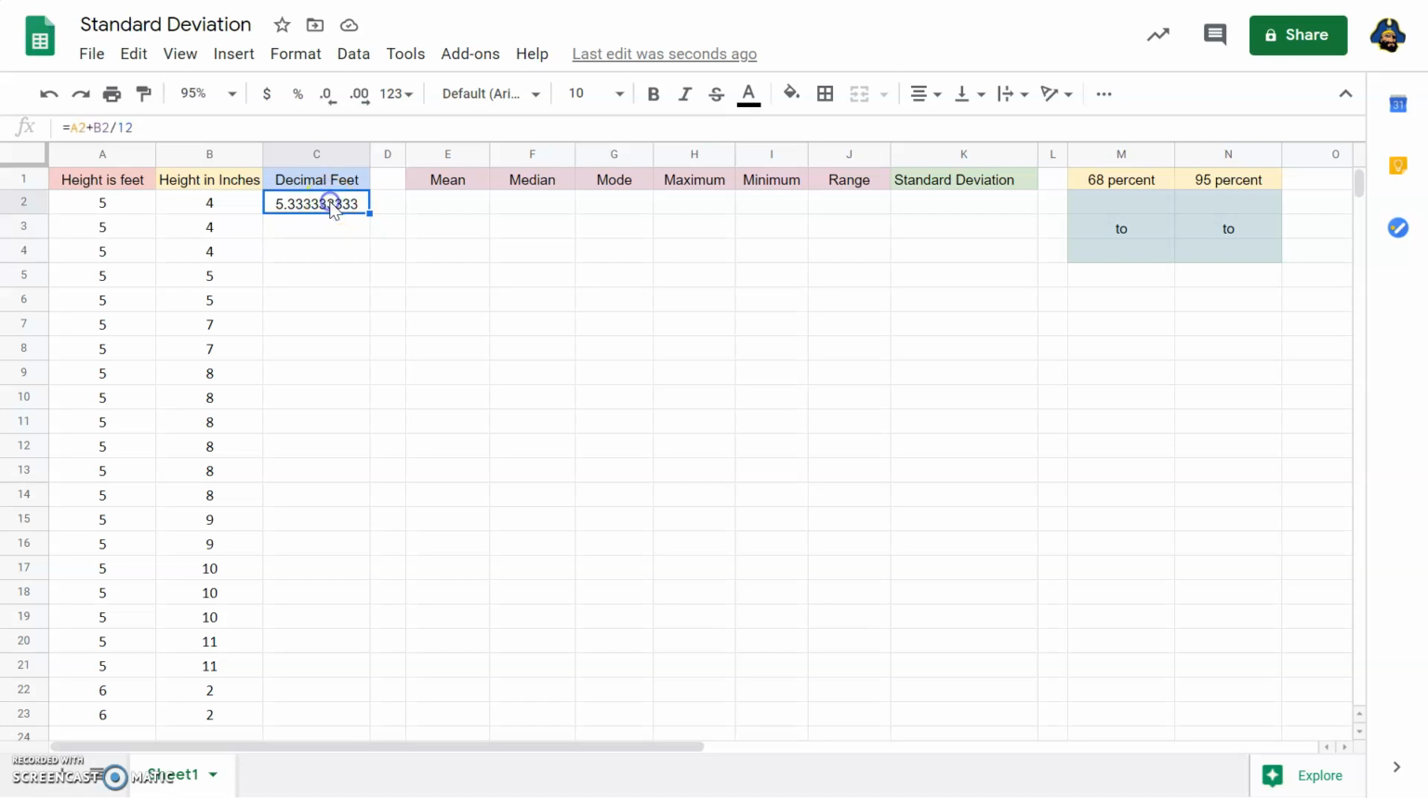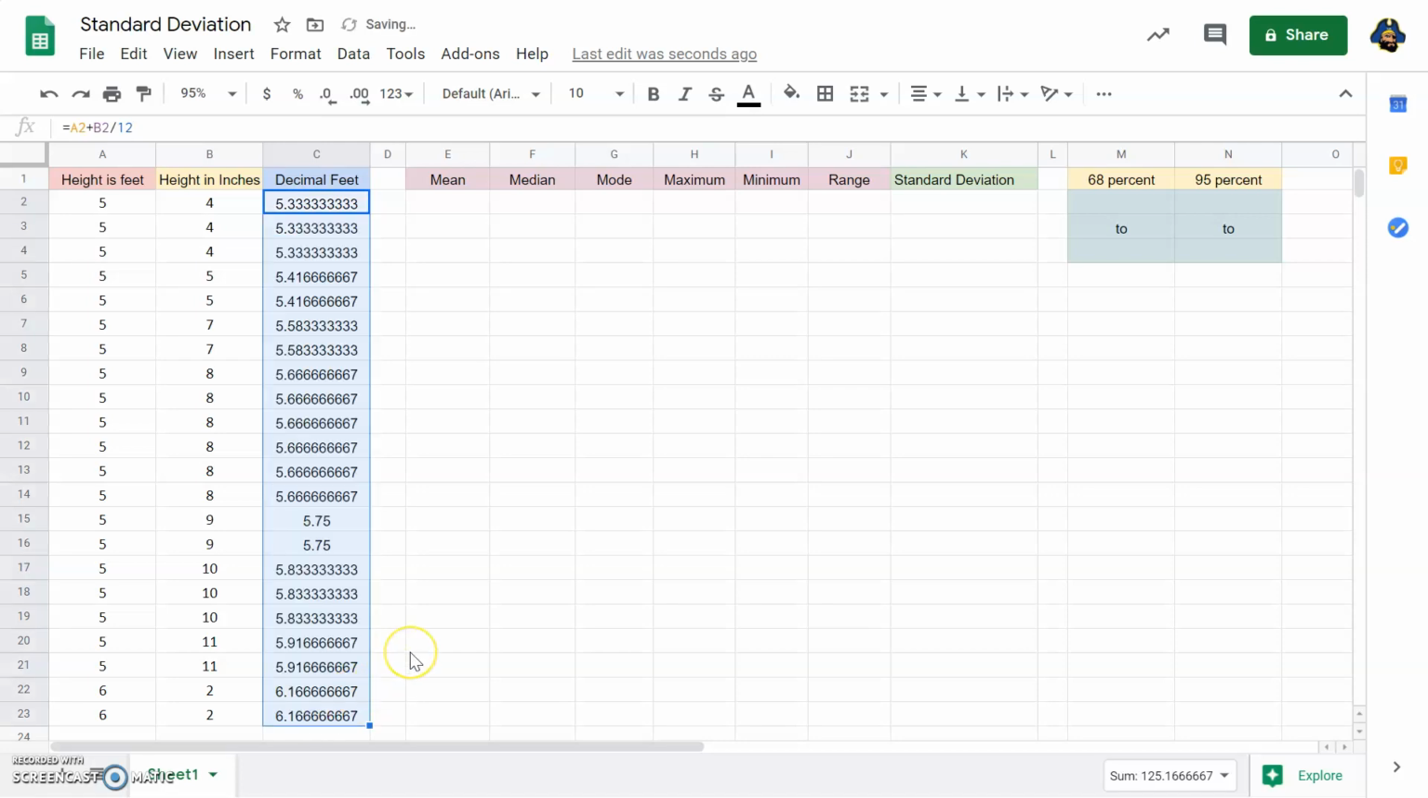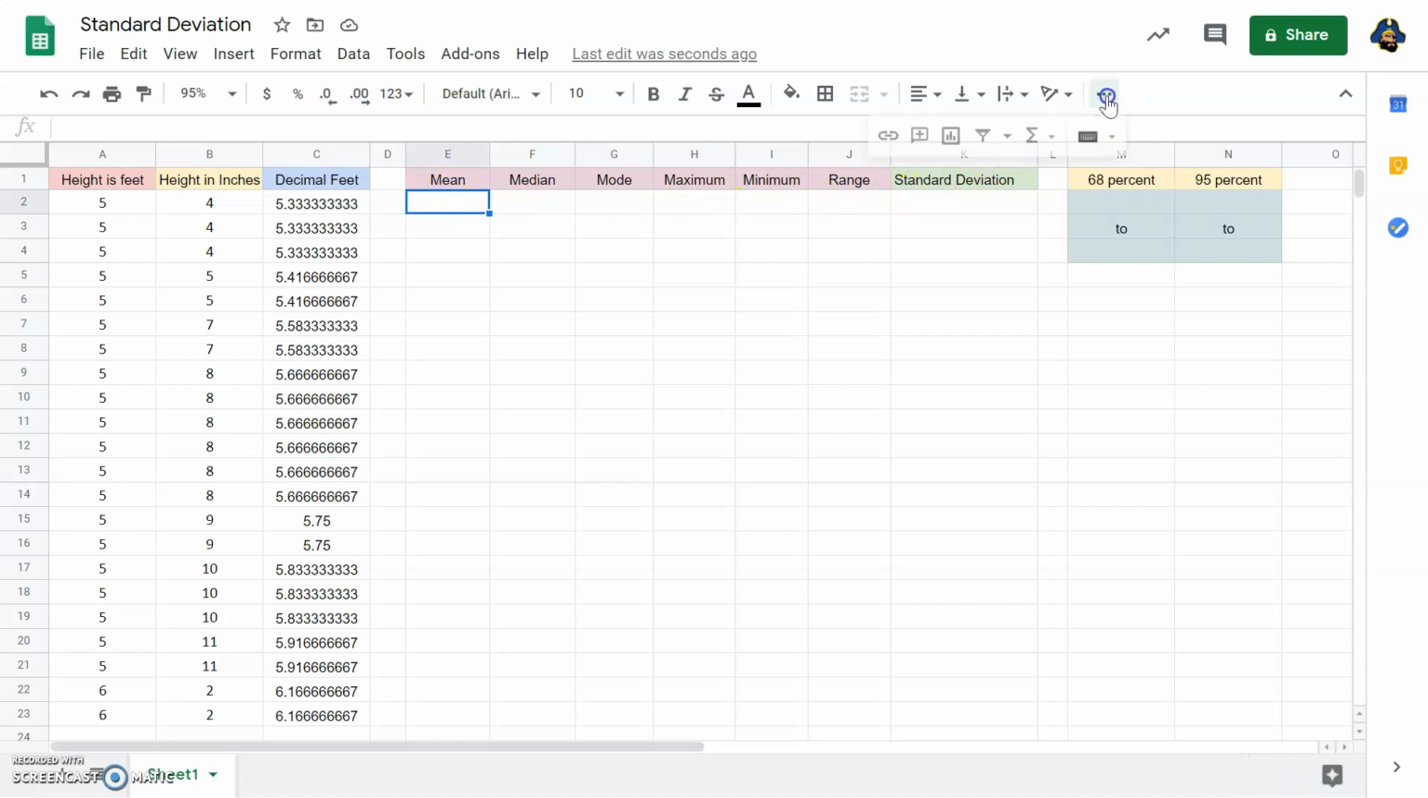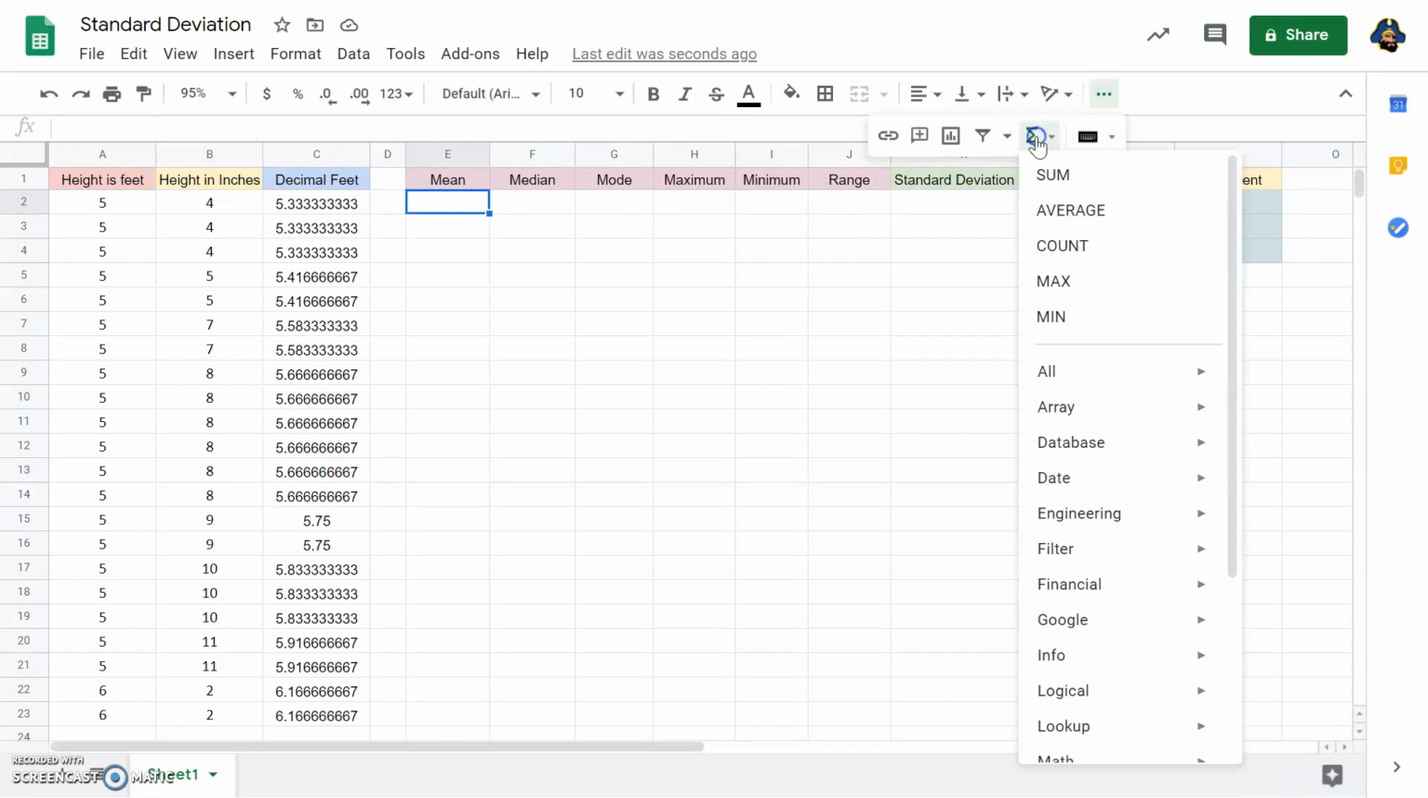And spreadsheets give us an easy copy and paste function. So if we click this cell and hover the cursor right there, we can click, hold, and drag and copy all that data. Okay. So now we have everything converted to decimal feet. Now we're going to calculate our standard statistical data: mean, median, mode, max, min, and range. Okay. So we're going to use the insert function toolbar, and mean and average mean the same thing.